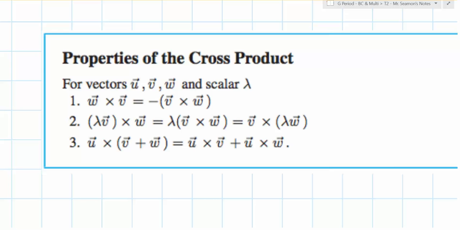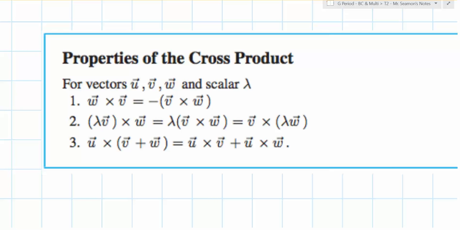What about this one? If you add two vectors and cross it, look what you get to do. This is kind of cool. If you're crossing the sum of two vectors, what could you do first theoretically? Cross them first and then add. This is actually kind of cool too because in reverse, let's say I gave you u cross v plus u cross w, what could you do instead? Add them together, and then cross.